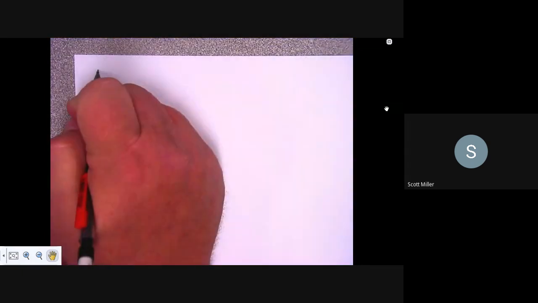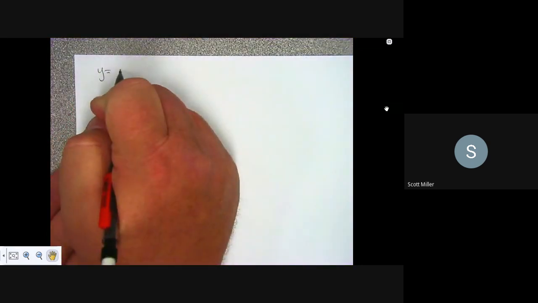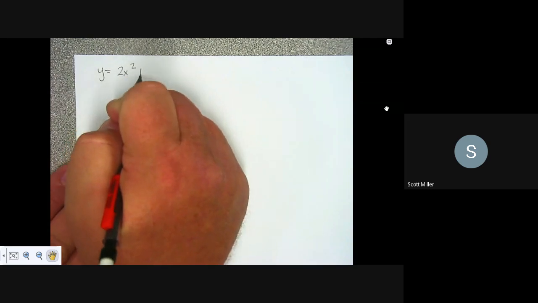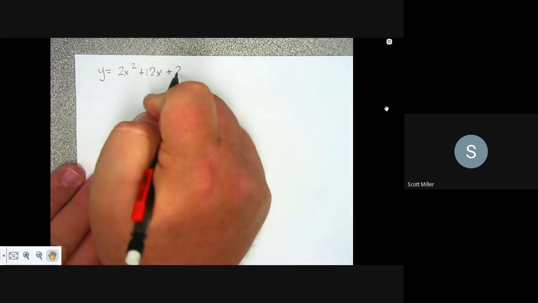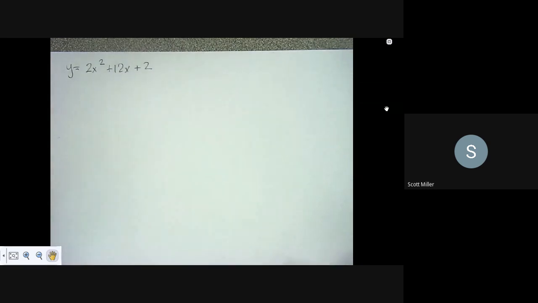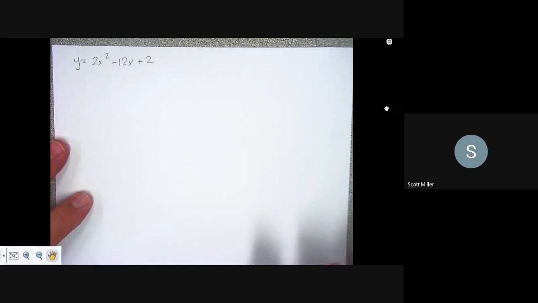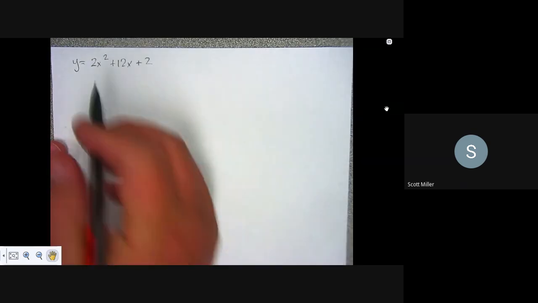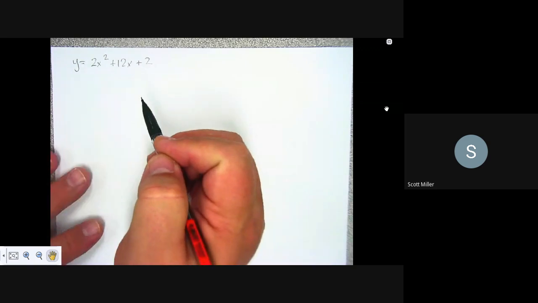Let's see. Well, this one's pretty simple. So here's this one. I'm going to do y equals 2x squared plus 12x plus 2. Okay? And we're going to use their method. And then I'm going to show you the same process using my method. I would prefer that you use my method, but you need to understand their method too. You can use either method you want. It's really fine with me.